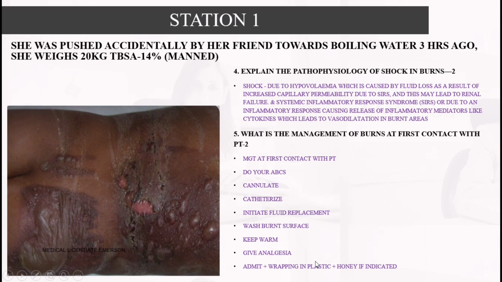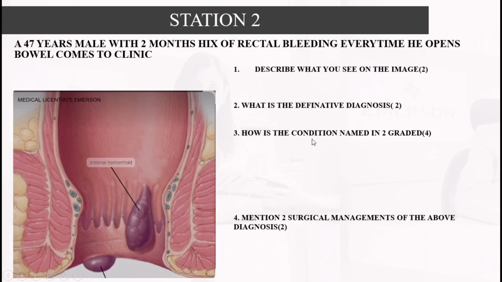Then this is the part where you wrap the patient or cover the burn surface. You can cover the burn surface depending on what's available at your facility. This is just one of the examples. You can also wrap the burn surface in plastic, and you can also add some honey if indicated. It's not done in all facilities, but in some it is done. So just use one which is available at the facility where you are working. So this is station 1 done.